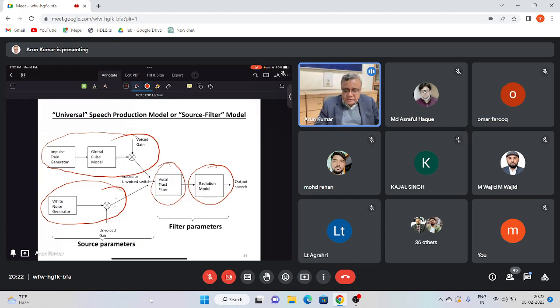It is updated every 20 milliseconds or so, corresponding to the stationary interval of speech. So the parameters which are derived for the speech signal are then used for transmission to the far end, which is then used for decoding the speech that you listen to on your mobile phones. So what I'm trying to say here is that this is, although very simple, a very powerful model that is the basis for very many applications related to speech.